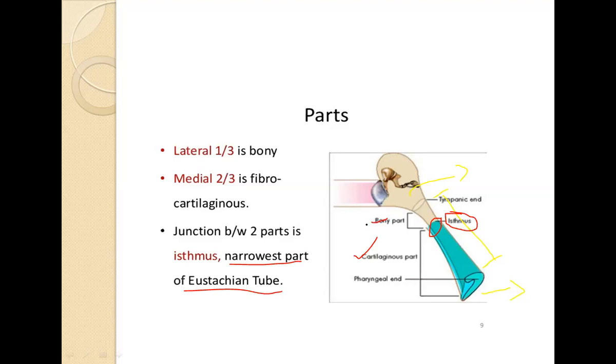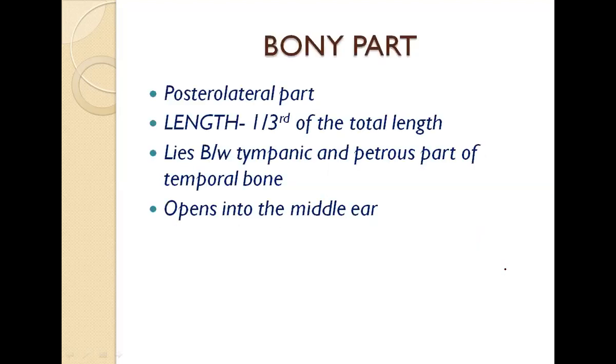The point we infer from this slide is that the bony part is the smallest, corresponding to 1/3 the entire length, and it is present posterolaterally. The cartilaginous part is the largest part, corresponding to 2/3 the entire length of the auditory tube, and it is present anteromedially. The bony part opens into the tympanic cavity, and the cartilaginous part opens into the nasopharynx. Now we'll discuss each part in detail.